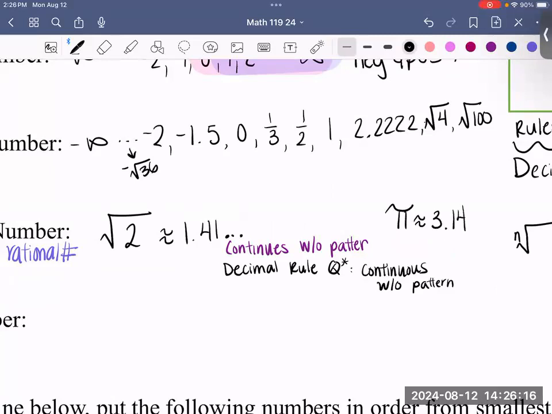It's approximately 3.14. Now, some of us might be able to recite a few more after that, right? Depending on the teachers you've had in the past. But there's an ending point. You can't just keep memorizing on and on and on because it just is continuous, right?